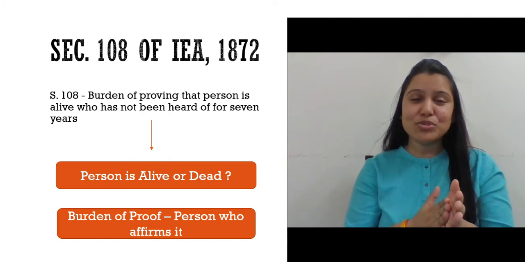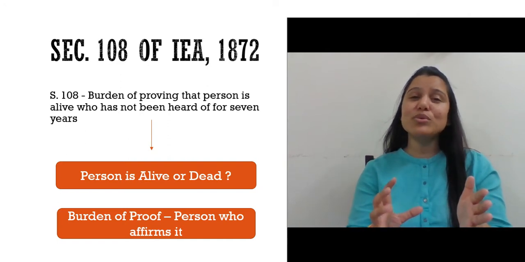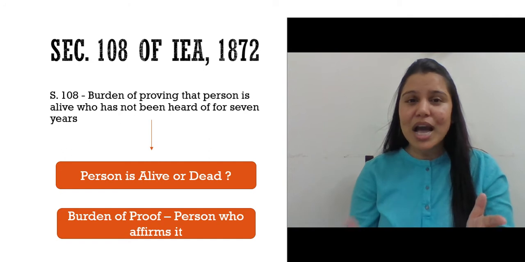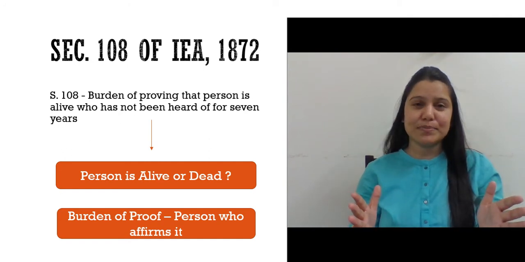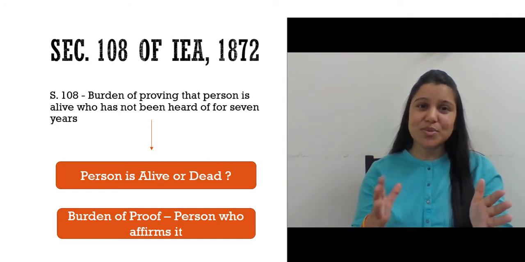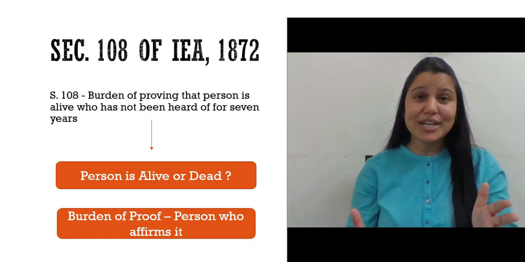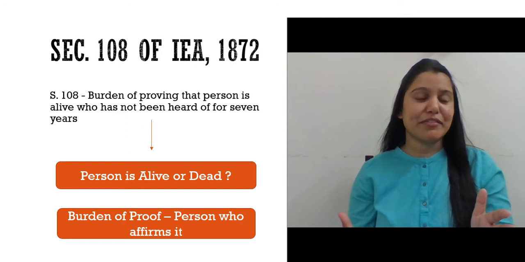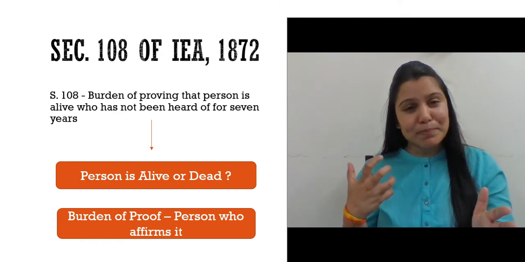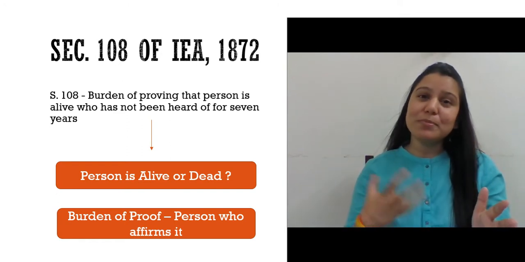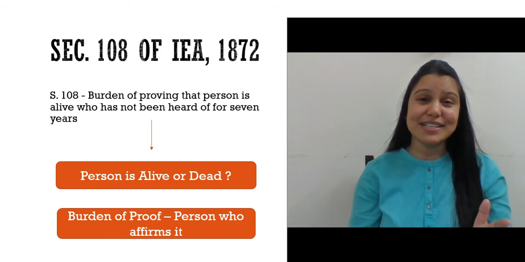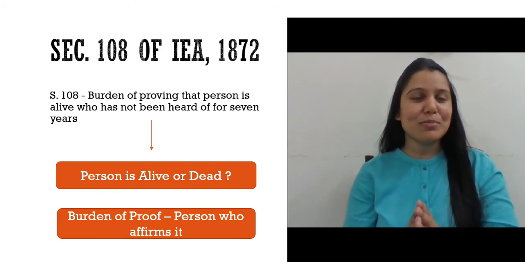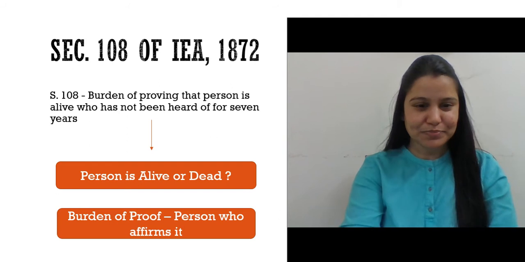So now the burden of proof is on the person who affirms that he is alive, right? Because nobody who actually would have known about him has any idea for 7 years whether he is alive or dead. And now some person says no, he's alive. So the burden of proof is on the person who affirms that he is alive. This is all about section 108.